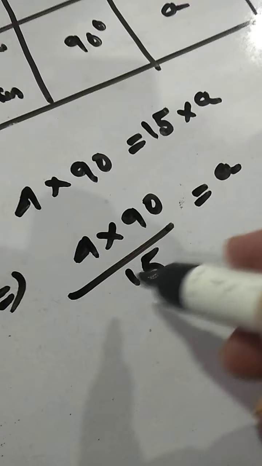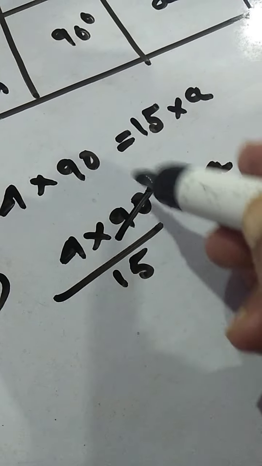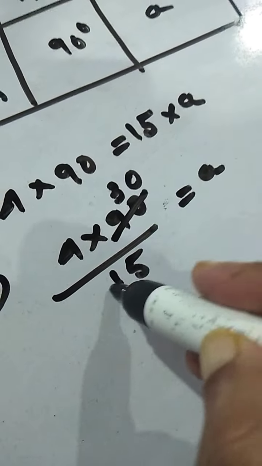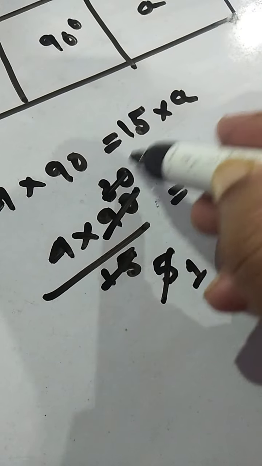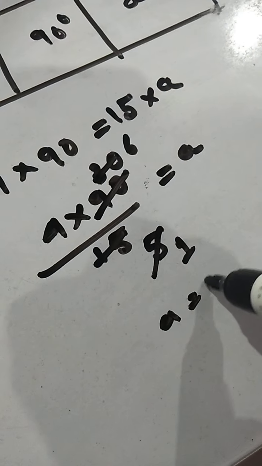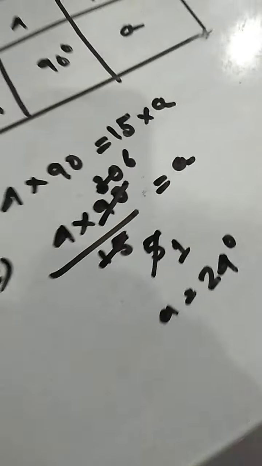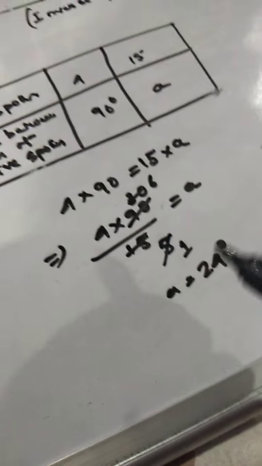Now let us reduce these two numbers. That is 3 thirties are 90, 3 fives are 15, 1 five is 5, and 5 sixes are 30, so A would be 24 degree. So the angle between the two consecutive spokes will be 24 degree when the number of spokes is 15. So we have answered sum number 2 of question number 3.